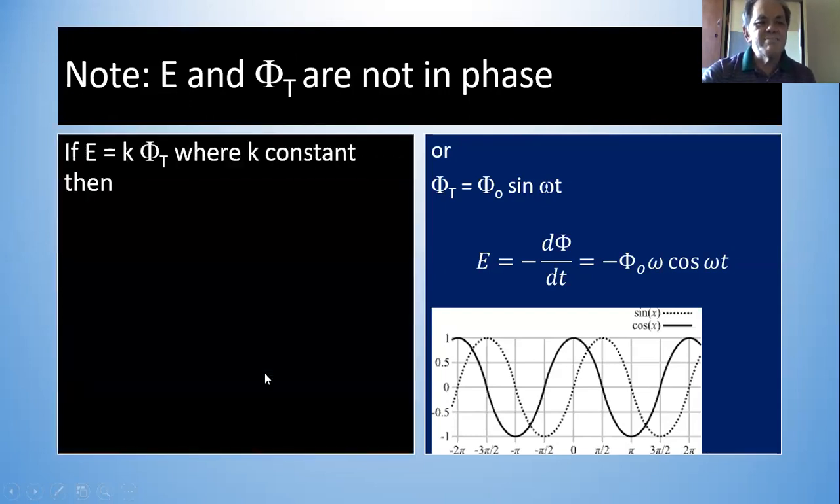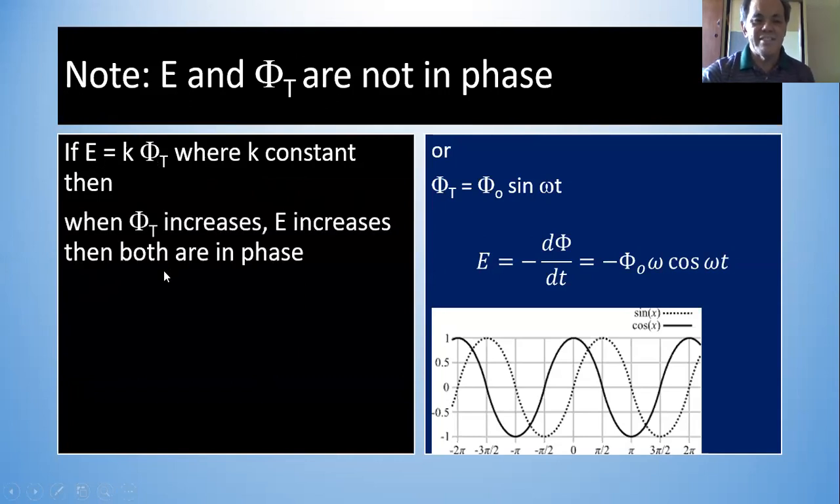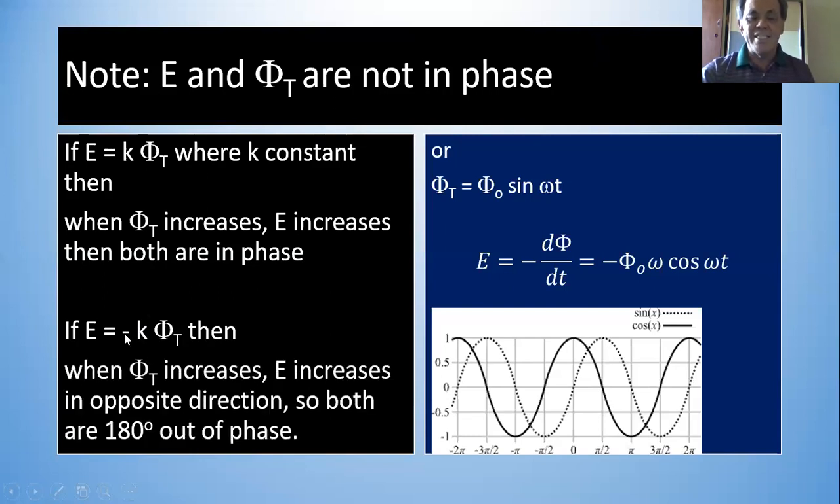Let's try to understand the term. If E equals K phi T, where K is a constant, then we can say these two are in phase. That means phi and E are in phase, so as phi increases, E increases, but that's not our case. Or if you got a negative sign there, they are not in phase already. Straight away we know they are 180 degrees out of phase.